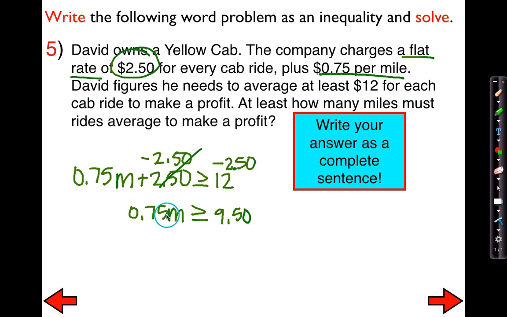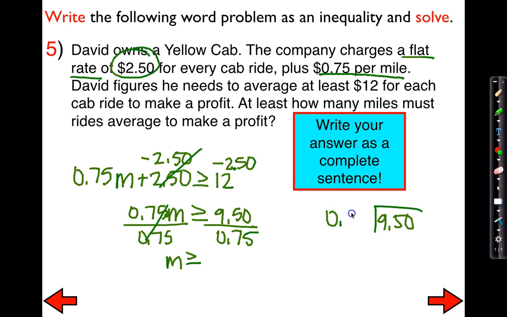Now we're going to have to get rid of this coefficient by undoing multiplication. So we're going to go ahead and do the inverse, which is to divide both sides by 75 cents. Notice here the inequality symbol is not going to flip because we did divide both sides by a positive number. So we're just going to simply divide 950 by 75 cents. This is going to move the decimal twice, and move it twice here as well.